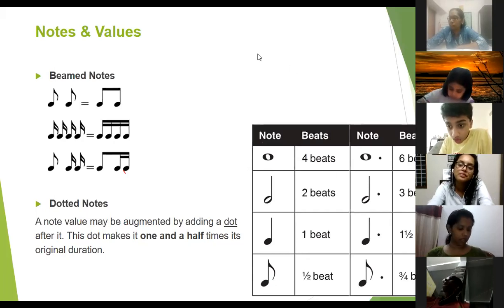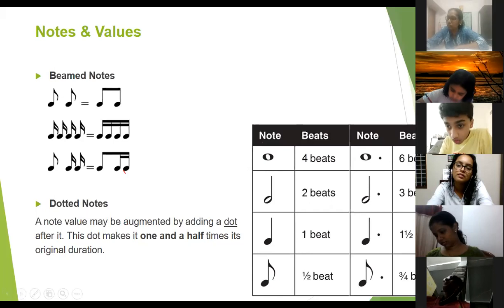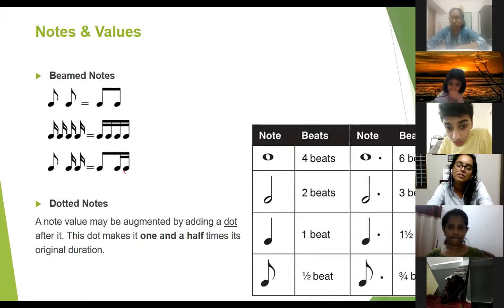So we have the beam notes and dotted notes, and we had them in the song also. So let's check the answers. Okay, we'll go forward, then we'll check the answers.